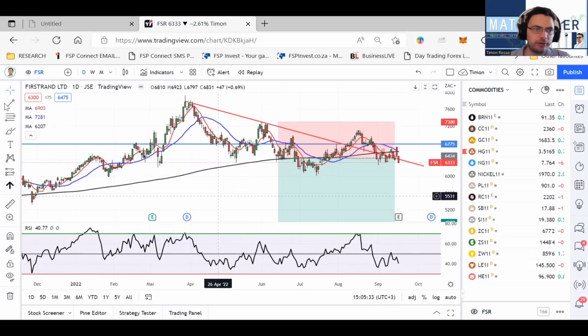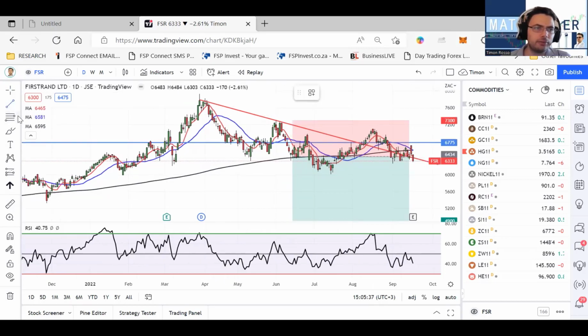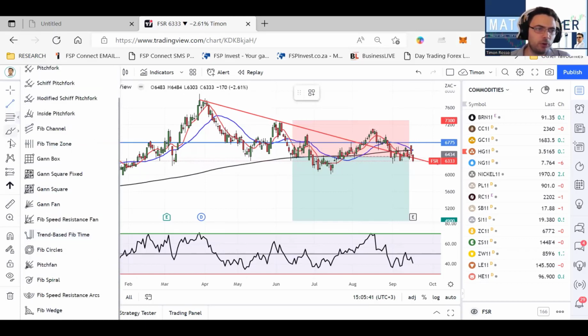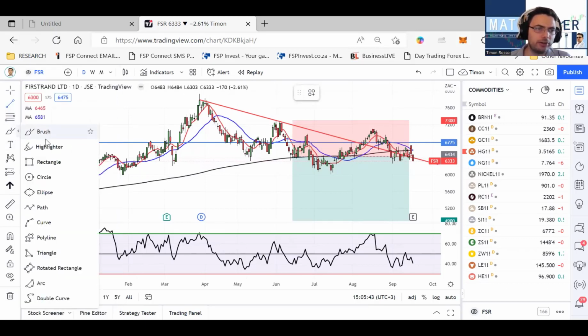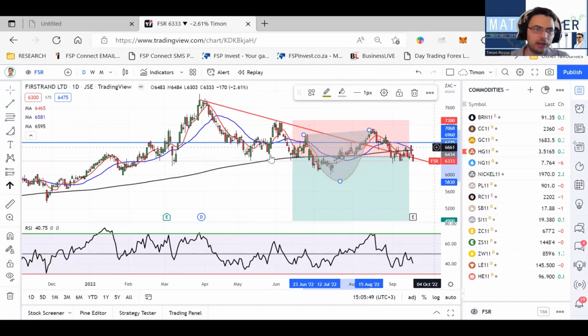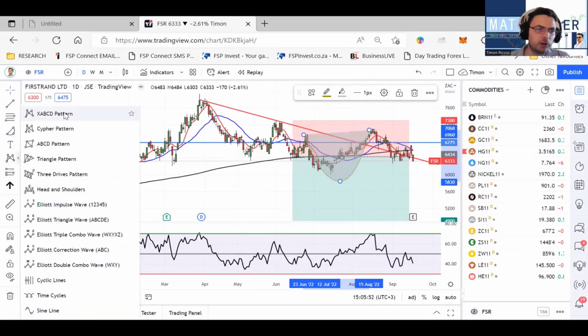You can draw on your charts. You've got lines. You've got Fibonacci, Gann boxes, pitchforks. You can draw on it, brush, highlight, circle, arc. This is where I like doing my arcs. See how easy that is? Then you've got Gartley patterns, Elliott waves, head and shoulders.